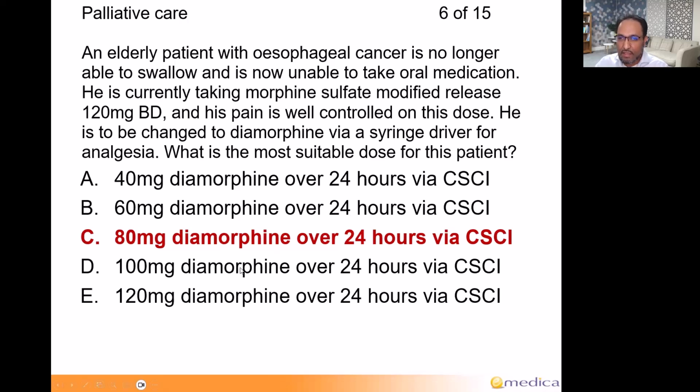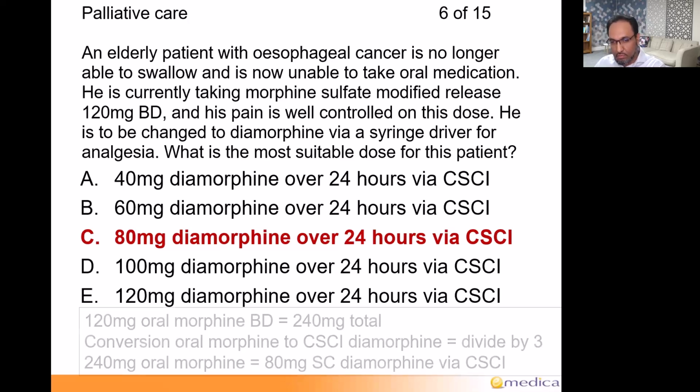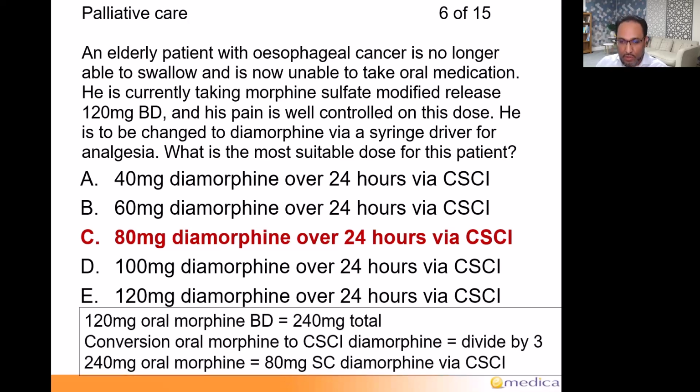So the reason for that is, what's the total amount of morphine in this? 120 milligrams twice daily, that's 240. The conversion to diamorphine in a syringe driver is very straightforward. You just divide by 3. So 240 divided by 3, 80 milligrams diamorphine, and that's given over the 24 hours.